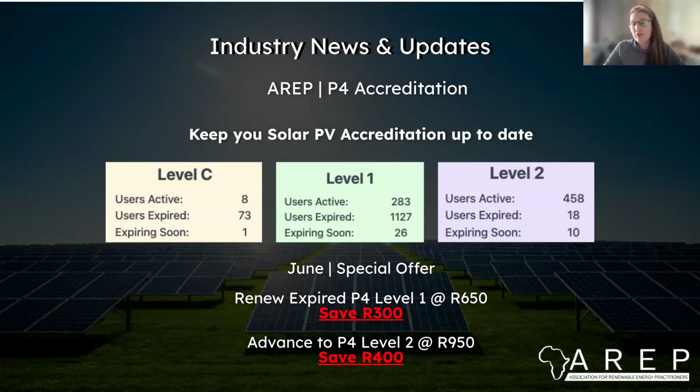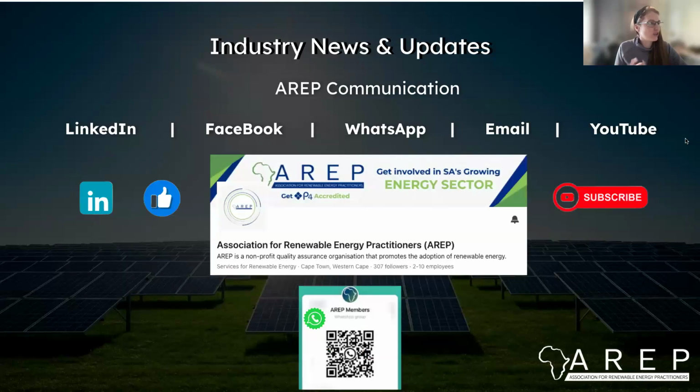If you're one of the 1,100, please reach out to us. We want to make it easier for you to get accredited and keep that accreditation. You can renew your level 1 this month at only $650, so that means you save $300, or you can advance from level 1 directly to level 2 and write that test for only $950, which means you save $400. So let's just take our profession seriously, as we all do, and make sure we keep our accreditations in check. Then I did show you guys this slide.